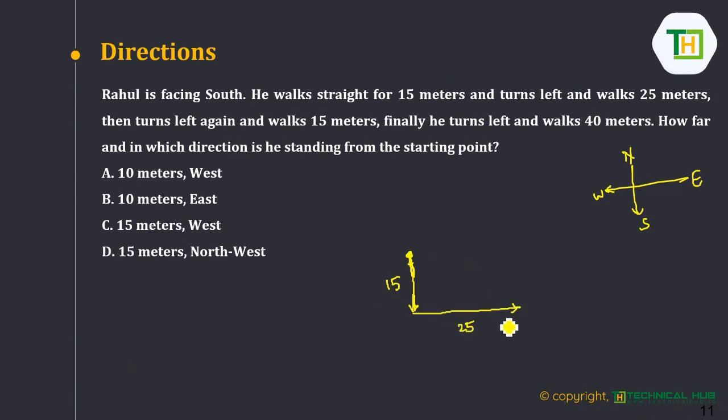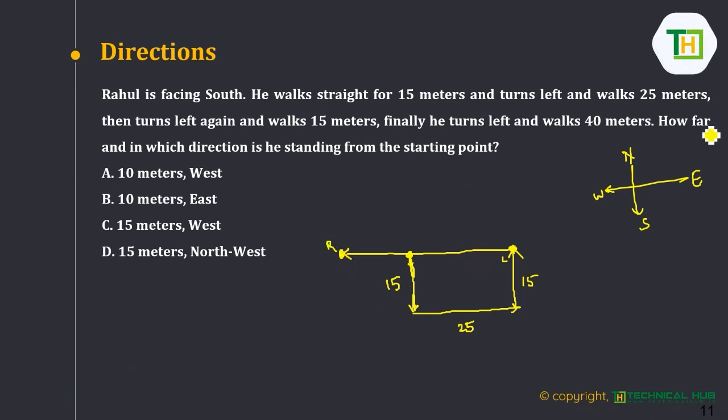Okay, what did he do then? Turns left again and walks 15 meters. Now he reached this position. This is also 15. And finally, he turns left and walks 40 meters. From this position, left means this is left. So he moved for 40 meters here. So he reached this position. This is the final place of Rahul.